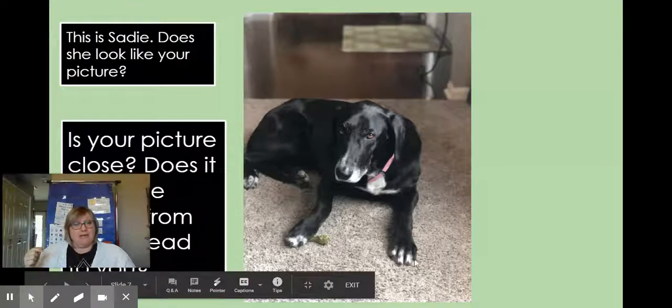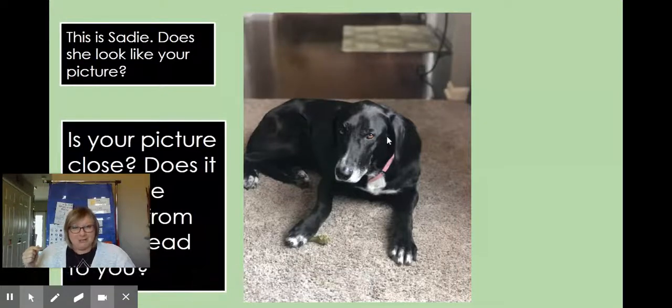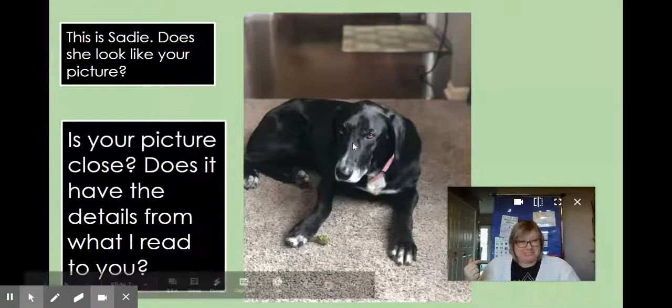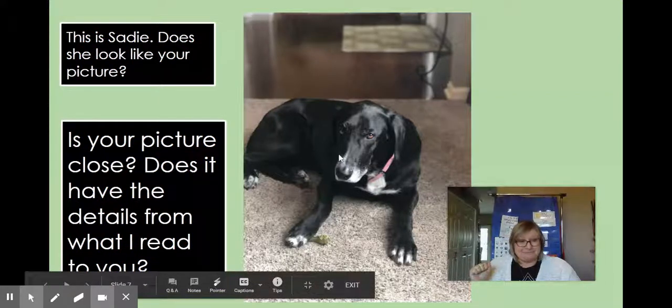Her paws should be white. She has a white patch here, her snout around her nose. She has long, flappy ears. The picture may not look exactly like her, but it should have those details in it. That's important. She should be mostly black. Those are the key details that the reader, or the listener, is going to pick up, and they're going to make sure that their mental images fit the information that the author is giving them, because that'll help them better understand the story. So take a look, think about, does your image fit what you're seeing on my slide?